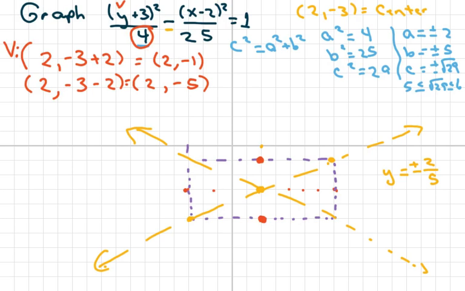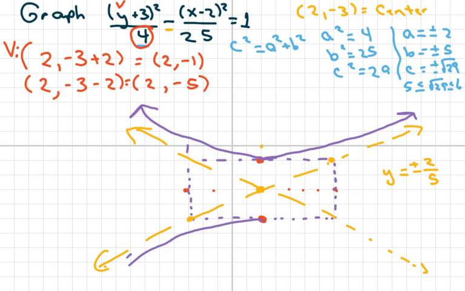Now, if you want to draw this, you can get it close to the asymptotes here, so it's pretty wide here. And it's opening up and down because y is the leader here. If x started first, it would open left and right.